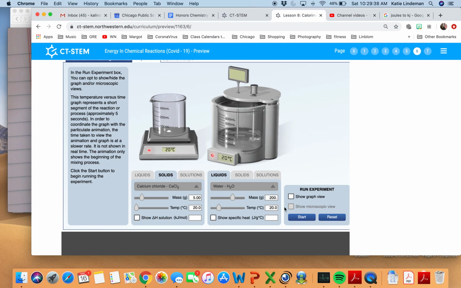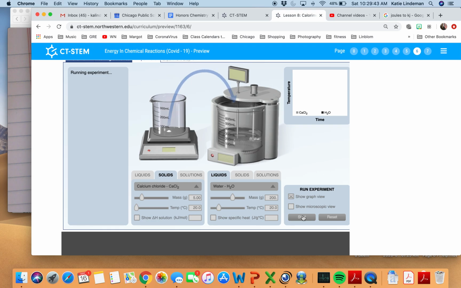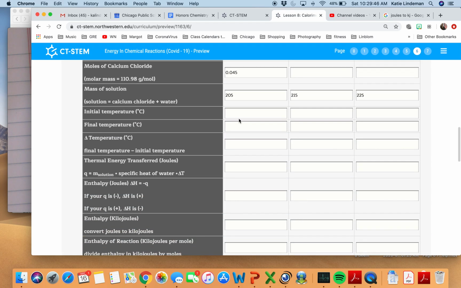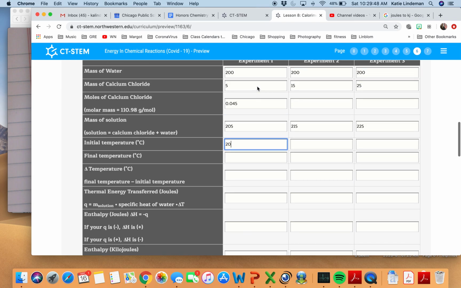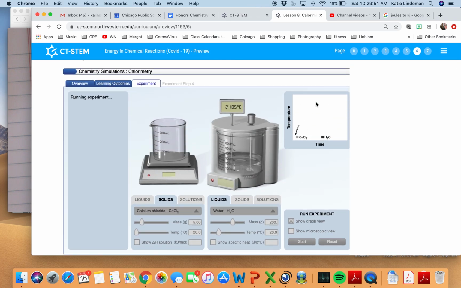Okay, so we see 20 degrees Celsius. So I'm going to go ahead and click, I'm going to show the graph. Click start, and I'm going to scroll down as that's running and type in 20 degrees Celsius. Now you'll notice that the temperature is increasing, and as time is going on, it's starting to flatten out. The nice thing about these simulations, you can run the simulation 10 times with the same numbers and you'll get exactly the same values. There is no variation here.